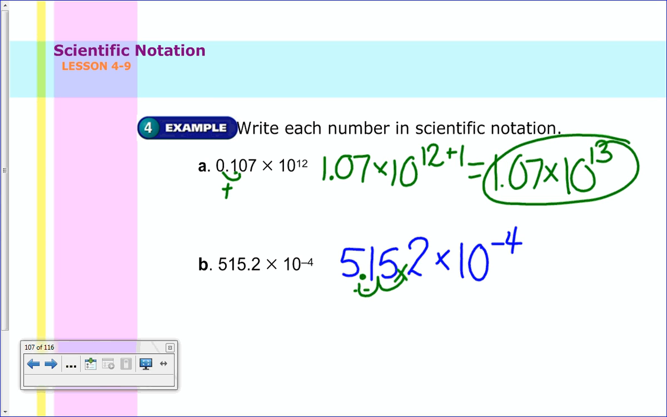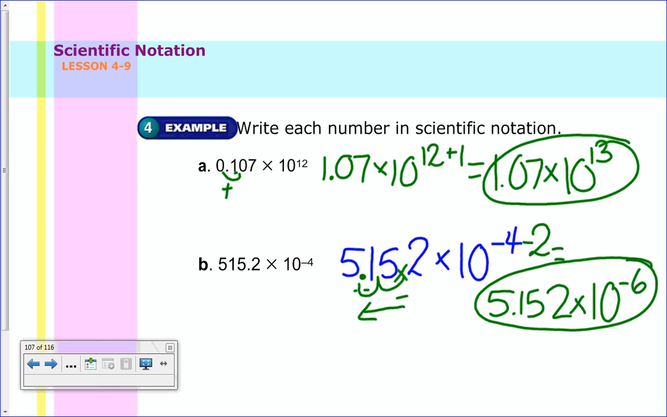1, 2. Now remember, if you go this way, you subtract. So we subtracted 2 more hops. And we get 5.152 times 10 to the -6th. There we go.